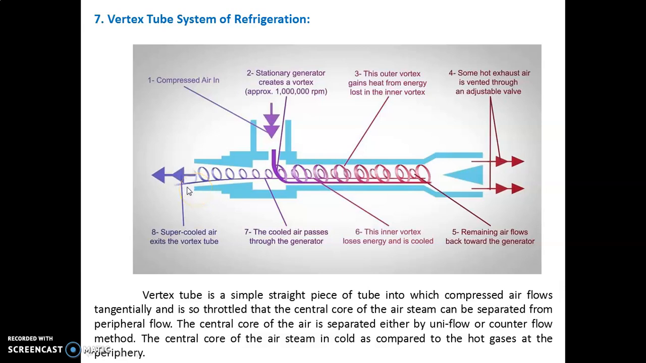coming out. So the Vortex tube is a simple straight piece of tube into which the compressed air flows tangentially and is throttled so that the central core of the stream can be separated from the peripheral flow. The central core of the air is separated either by the uniflow or by the counterflow method. So here you will get counterflow elements in order to produce the vortex. The central core of the stream is cold as compared with the hot gases at the periphery.